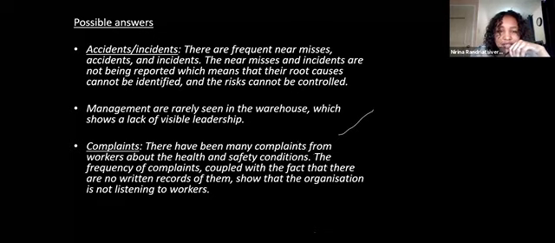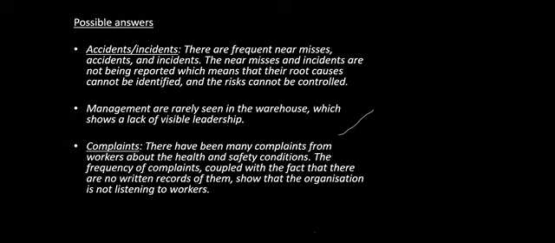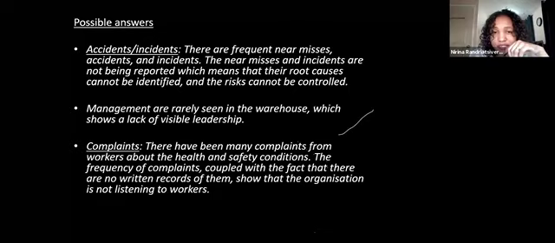complaints. Under accident and incident, we are talking about frequent near misses, accidents and incidents. The near misses and incidents are not being reported, which means that their root cause cannot be identified and risk cannot be controlled. So although it's one bullet with elaboration, you could actually get more than 1 mark here. Why am I saying that? Because there are different pieces of information mentioned here. It's one thing to have frequent near misses, accidents and incidents, but also the fact that they are not being reported, that's also another indicator. So we actually have 2 indicators here. One indicator is the number of accidents, incidents, and near misses, and the other indicator is they are not recorded.